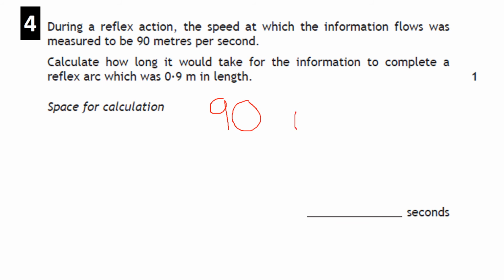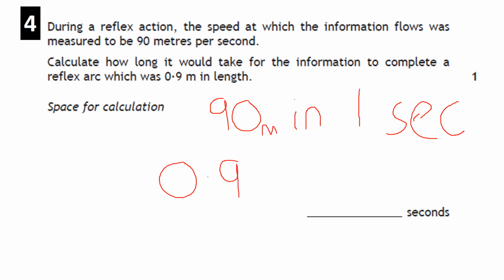90, oh, my drawing is a bit better now. I'm getting used to this. 90 in 1 second. It's like I'm back at primary school here. 90 in 1 second. How long would it take to do 0.9 meters? So if it's 90 in 1 second to get to 0.9 meters, then 90 divided by 100 is 0.9. So you do the same to 1 second, you divide by 100, and that gives you an answer of 0.01.